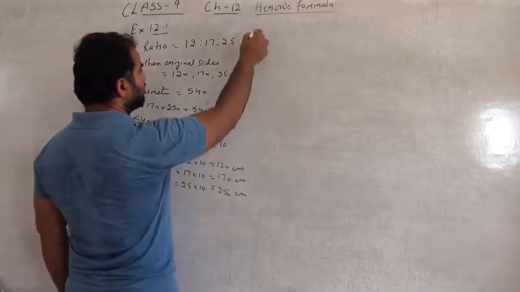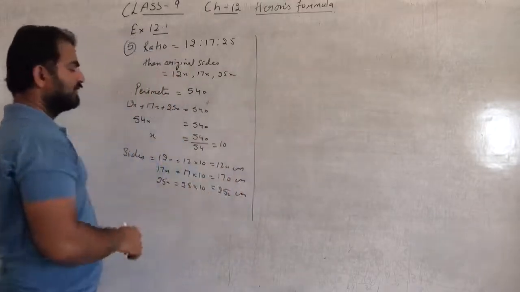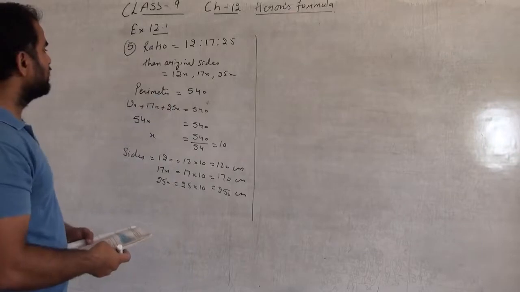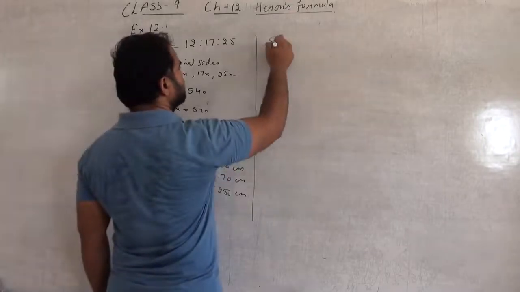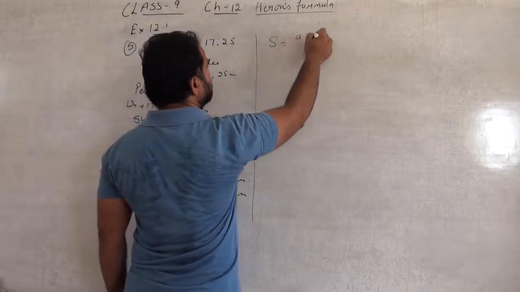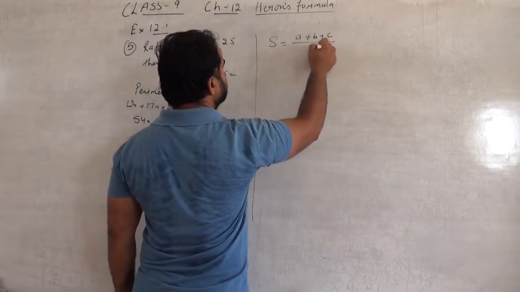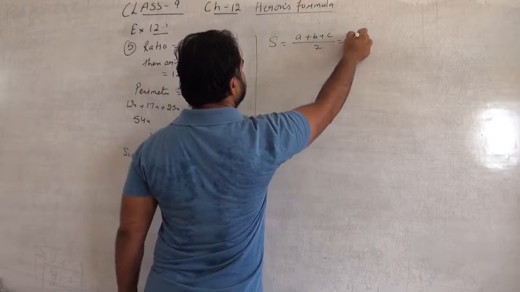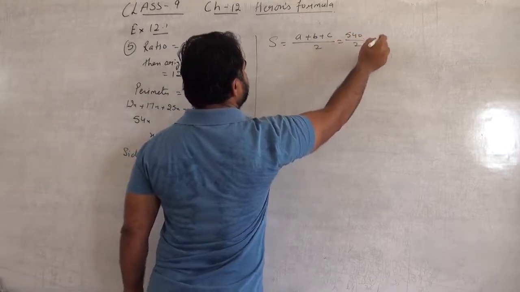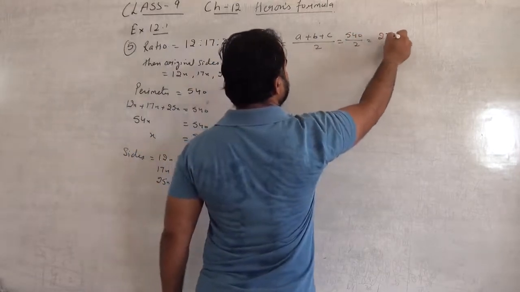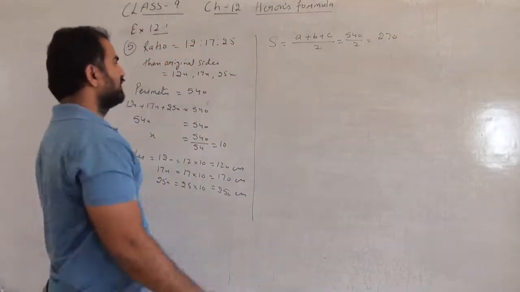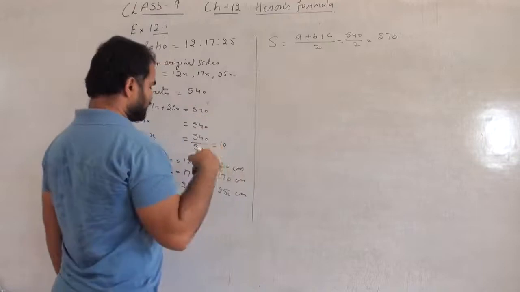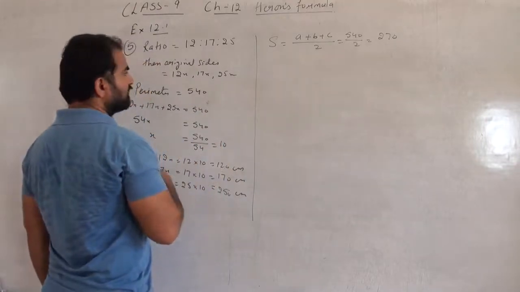Okay. Now what we have to do is find the area, and for finding the area, first of all we must find S. So S equals A plus B plus C upon 2, which equals 540 divided by 2, which equals 270. So the semi-perimeter is 270. If the semi-perimeter is 270, first of all what do we have to do? We have to find the area.